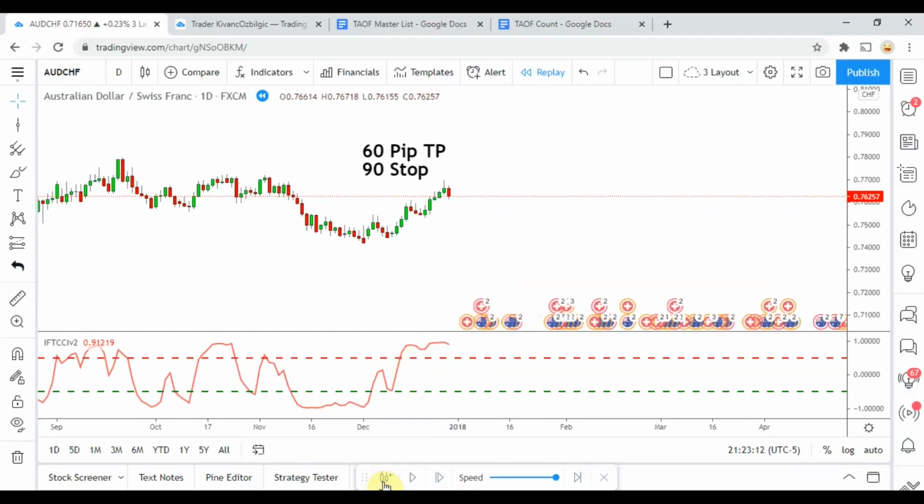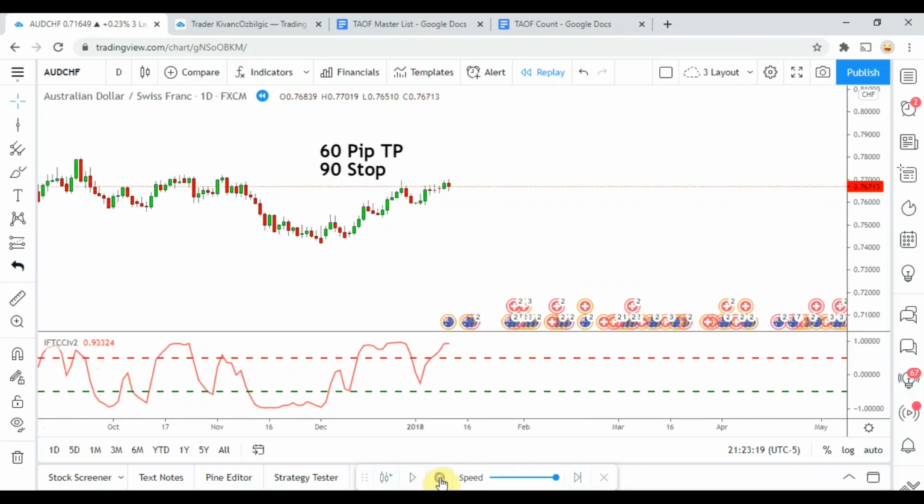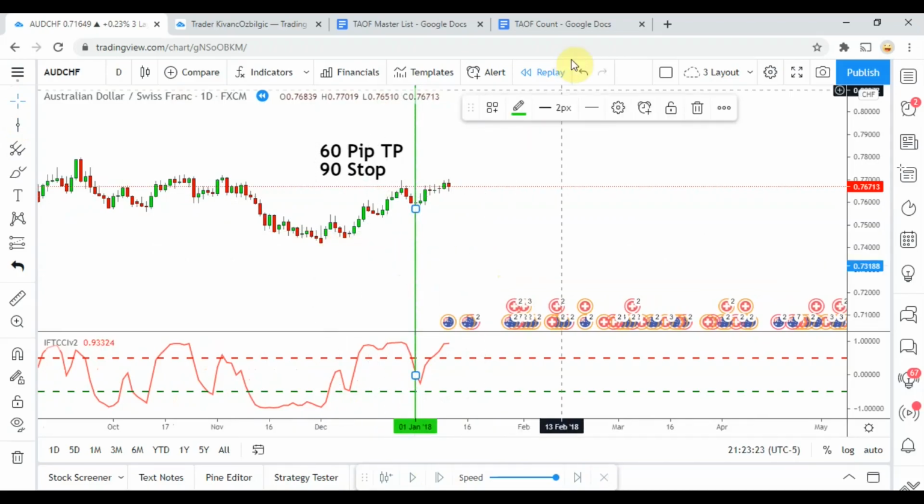So pretty simple setup, and just like we've tested the rest of them, that's how we're going to test this one today. So let's go ahead and get on with it and see what we can get out of this. So we get the first cross takes place right there on that one.